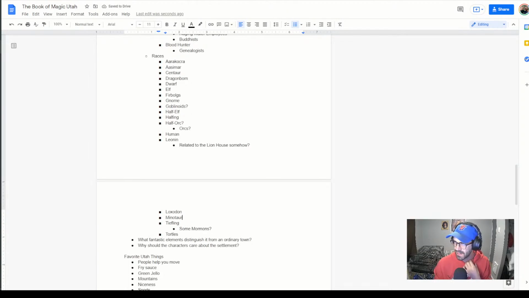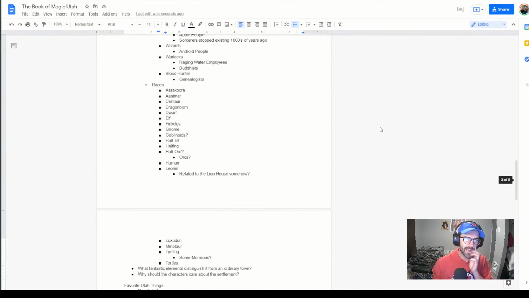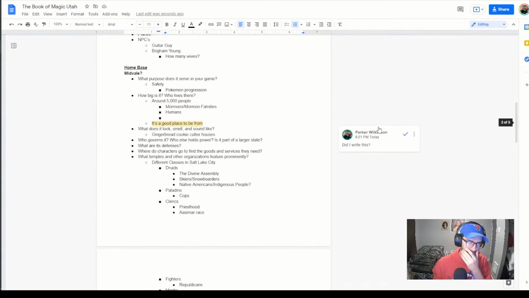Simic Hybrid, Vedalken. I don't know. Maybe not. Grung. Grung are funny. I think of Grung as being tropical though. But they're not. Okay. So who do we think lives in Midvale?